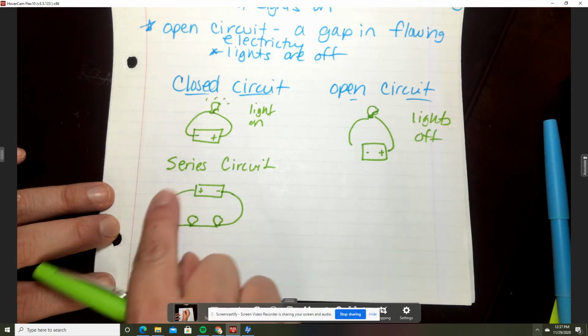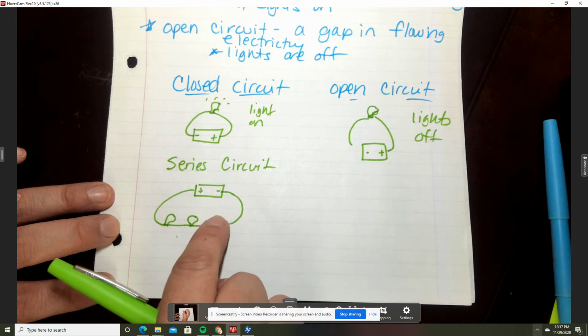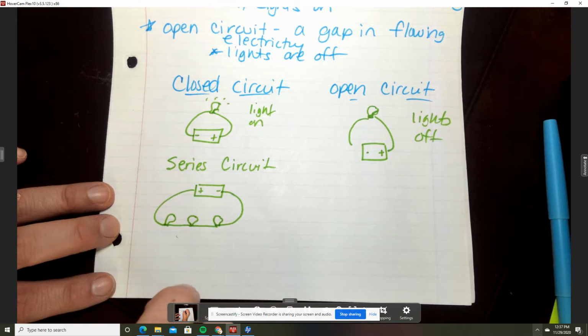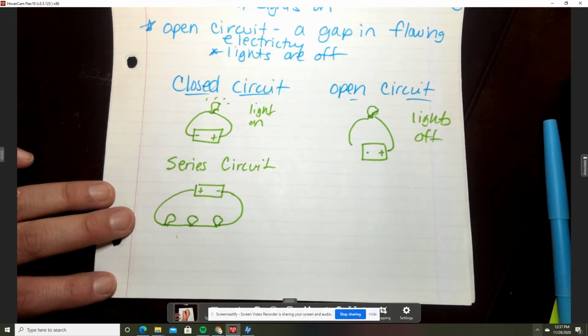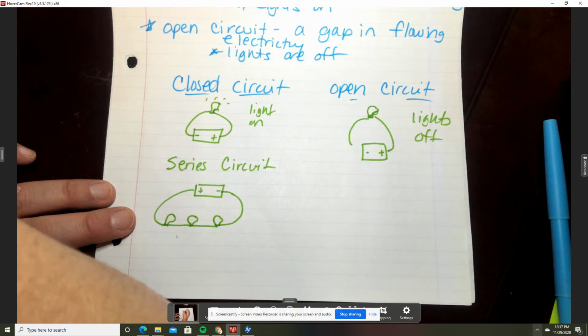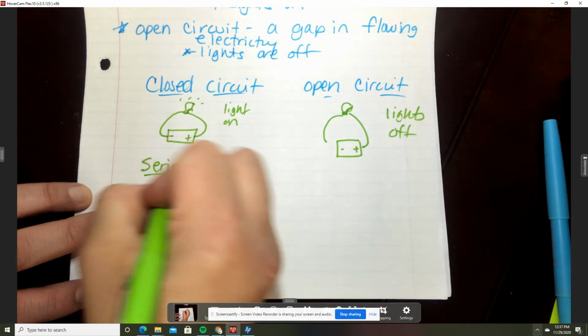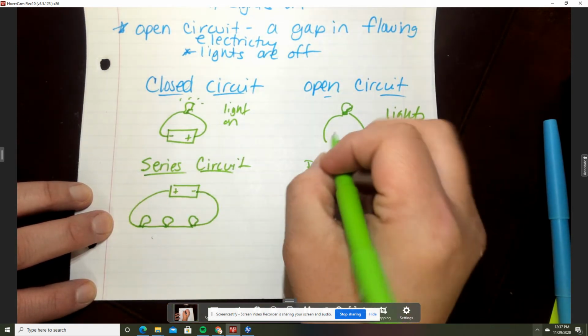Because there would not be a way that there could be continuous flow of electricity. So if one light burns out, it's not going to be able to turn on. Most of the Christmas lights used to be series circuits. Now they've changed it to where there's a couple different wires. If you look at your Christmas lights, it's more than just one wire. So now it's a parallel circuit.